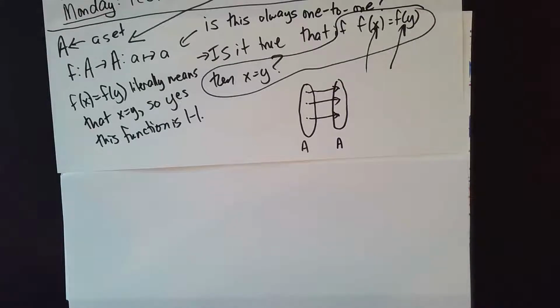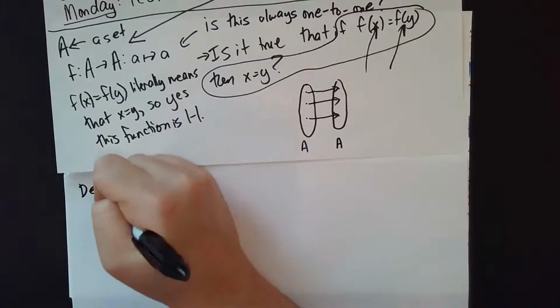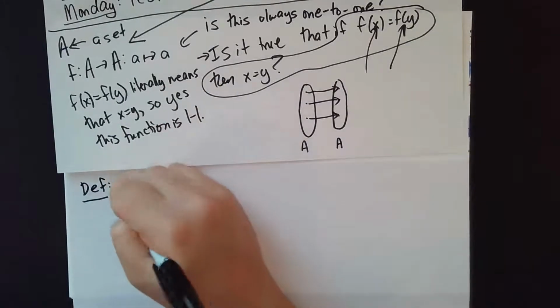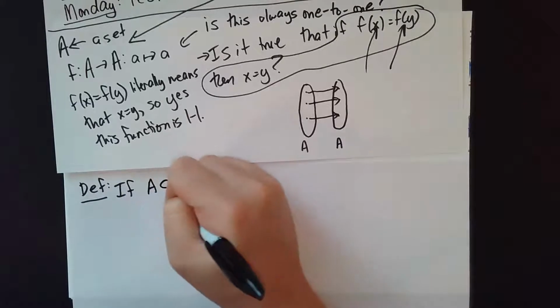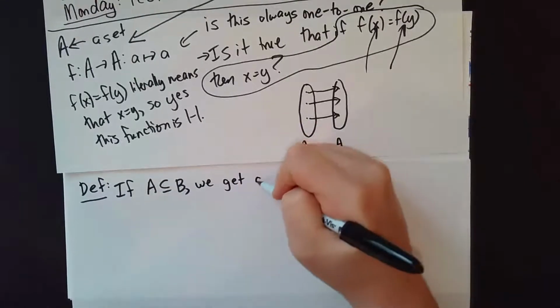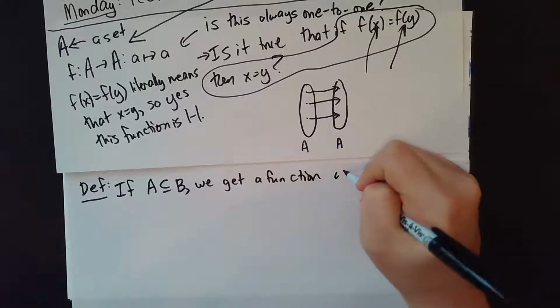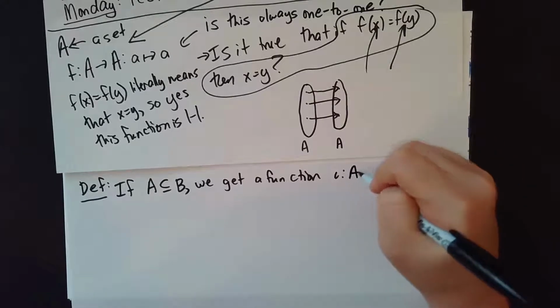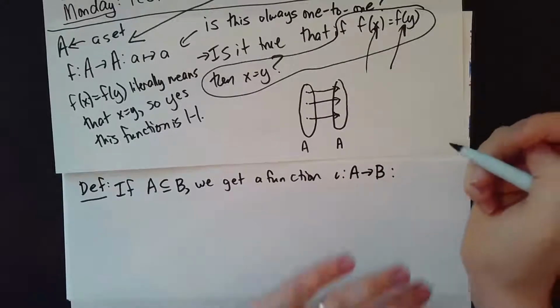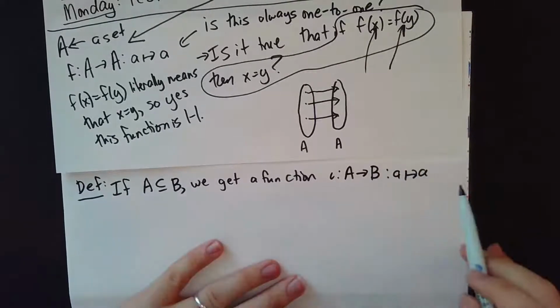I want to note there's one more way one could interpret the function f of x equals x, and that way is also something which has a name. And so if A is a subset of B, then that comes together with a function, and I'm going to call this function iota, from A to B, that takes little a to little a. And this function is called the inclusion map.